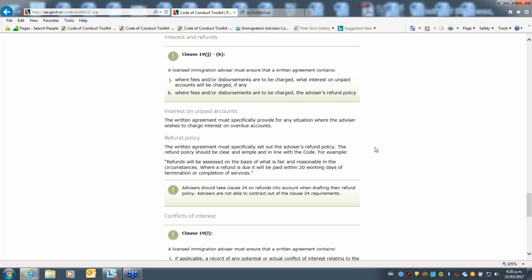We do have an example here of a refund policy. It's not okay to say there'll be no refunds given, because you've got an obligation, which we haven't quite come to yet, to provide fair and reasonable refunds. So our example of a refund policy is that refunds will be assessed on the basis of what is fair and reasonable in the circumstances, and when the refund is due, it'll be paid within 20 working days of the termination or completion of services. So that's just an example. You don't have to do that, but you do have to have a refund policy in your written agreement if you are taking money of any sort.